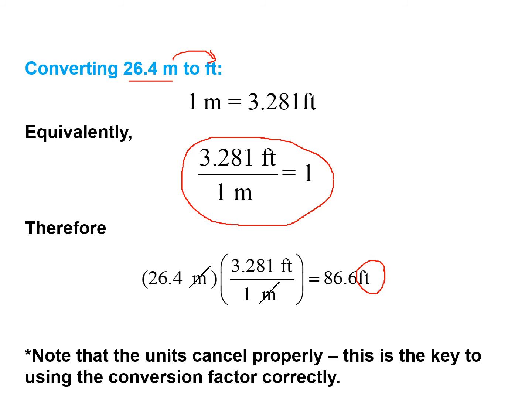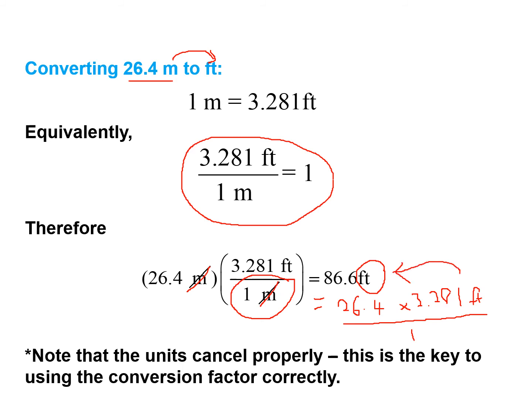The value you want to convert you put at the top, and of course the conversion you put at the bottom part, so therefore you can cancel out m. And the last part is you can get 26.4 times 3.281 feet, divided by 1. So therefore you can get 86.6 feet.